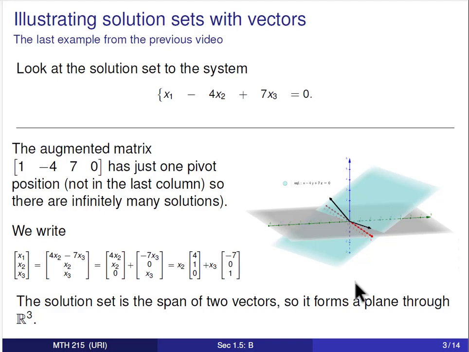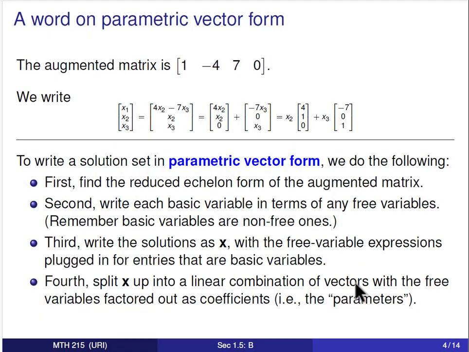All right. So now we need to talk about what parametric vector form is. And the good news is we've already seen it. It's this last expression there. So when you are asked to give your answer or a solution set in parametric vector form, what we're looking for is a collection of vectors with parameters or coefficients attached to them. And to find it for a given system, what we want to do is just what we did.